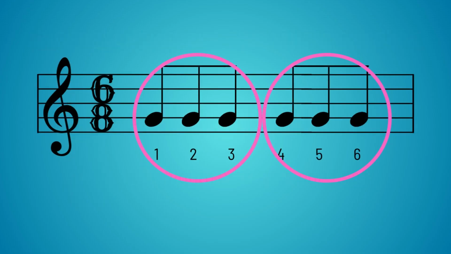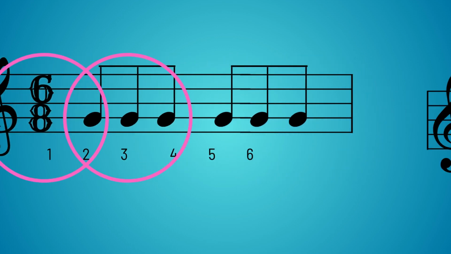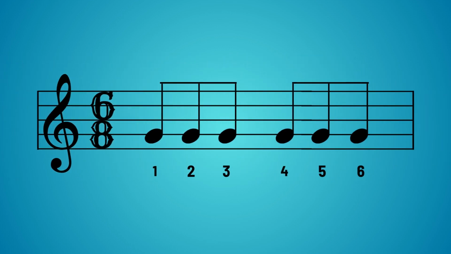However, in most 6/8 music, we do not feel 6 equally strong main beats. Instead, those 6 eighth notes are grouped into two sets of 3. The first larger beat includes counts 1, 2, and 3. The second larger beat includes counts 4, 5, and 6. The strongest pulse usually occurs on count 1. A secondary pulse occurs on count 4.